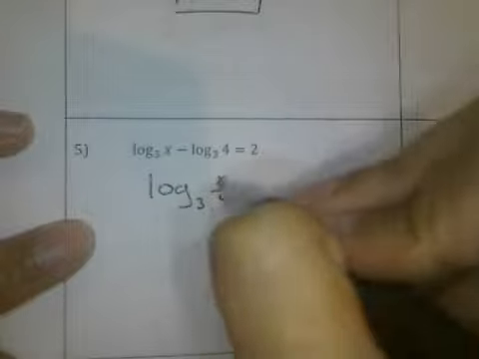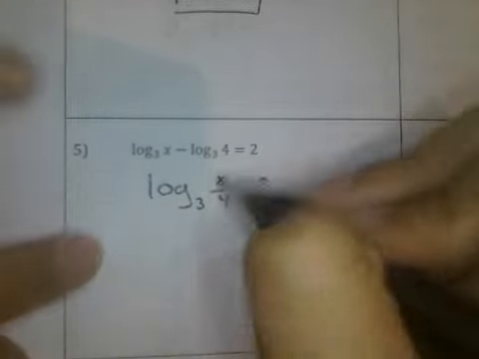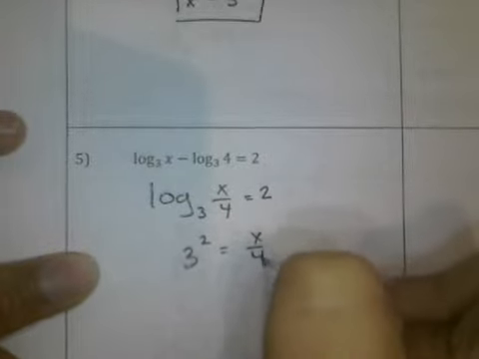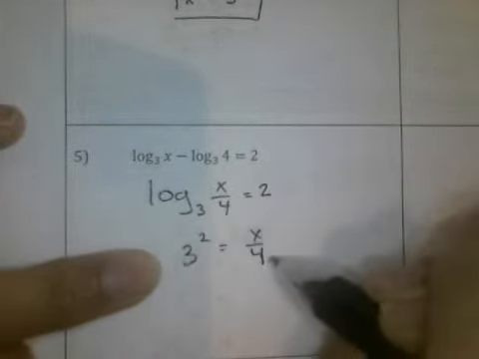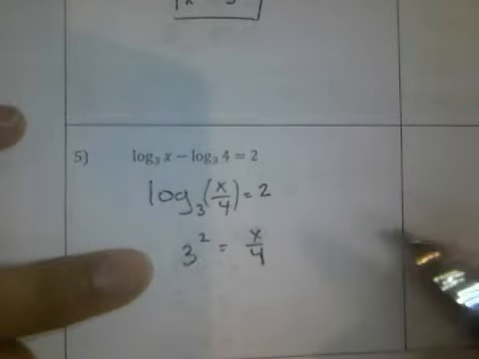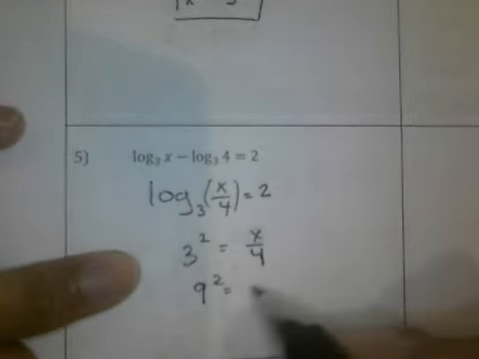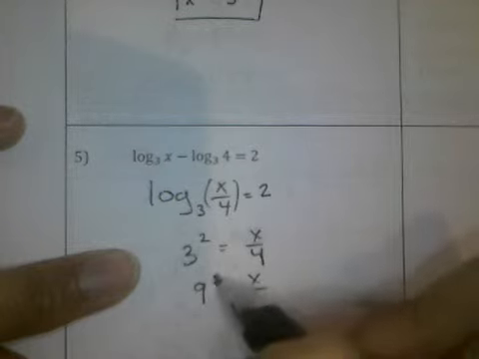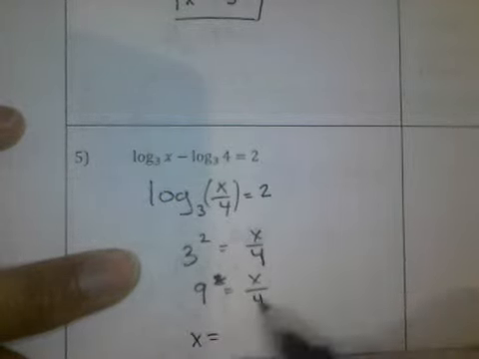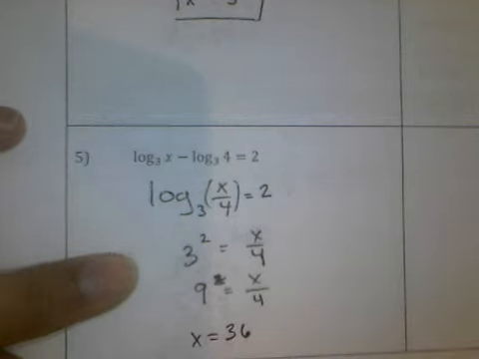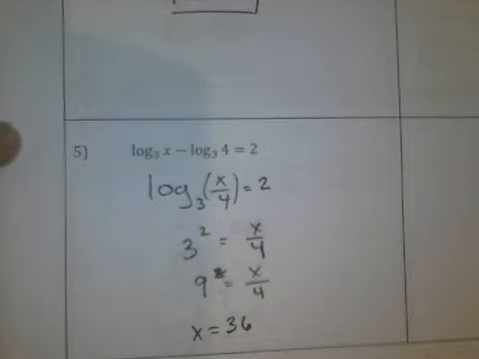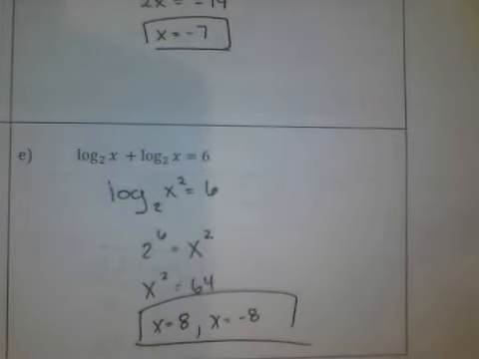If log base 3 of x over 4 equals 2, I'm just simplifying, that must mean that 3 squared equals x over 4. And that's where I change it to exponential form, because I'm trying to get x out of the argument. From here, 3 squared is 9. Sorry about that. And then we cross multiply, and x must equal 36. There's your final answer. If you work out the one on the side, this is your final problem.